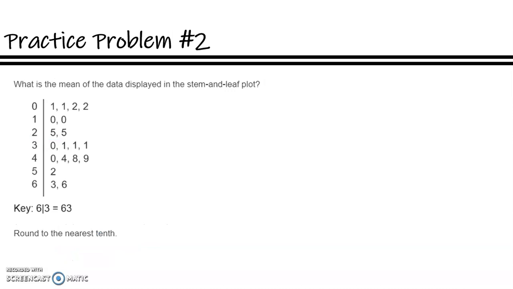Here's practice problem 2. Again, see if you can pause this video and try it. What is the mean of the data displayed in the stem and leaf plot? Round to the nearest tenth. And again, I'm going to pause the video and add this up. Okay, for my total, I got 561. 1, 2, 3, 4, 5, 6, 7, 8, 9, 10, 11, 12, 13, 14, 15, 16, 17, 18, 19. I'm going to divide by 19 because there are 19 pieces of data.